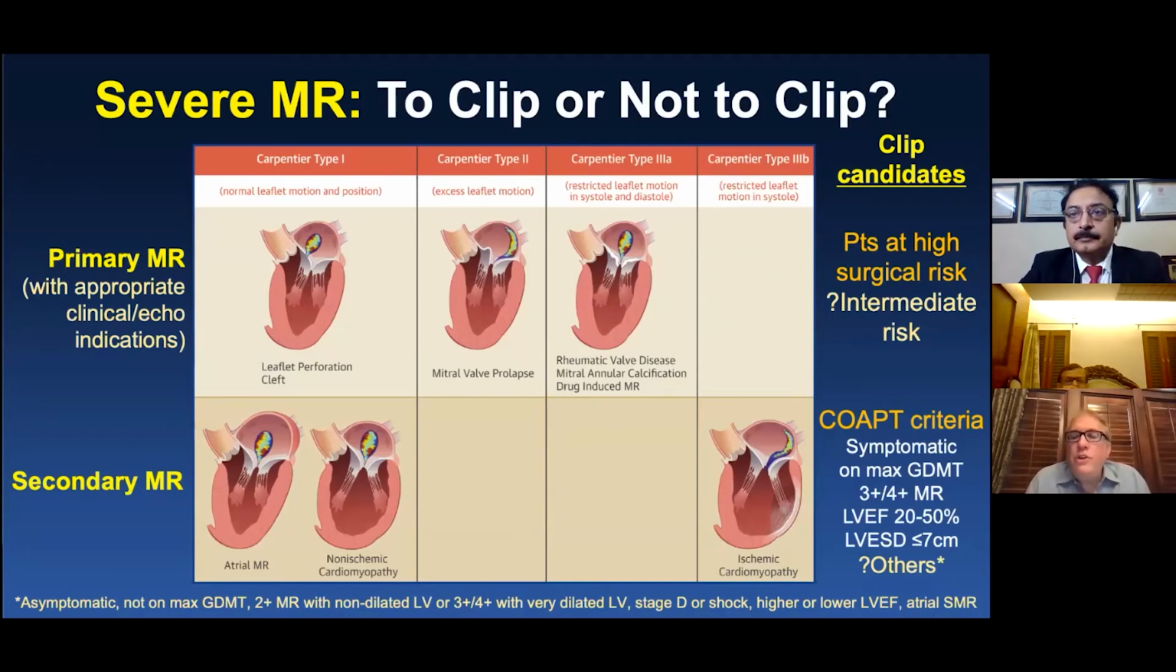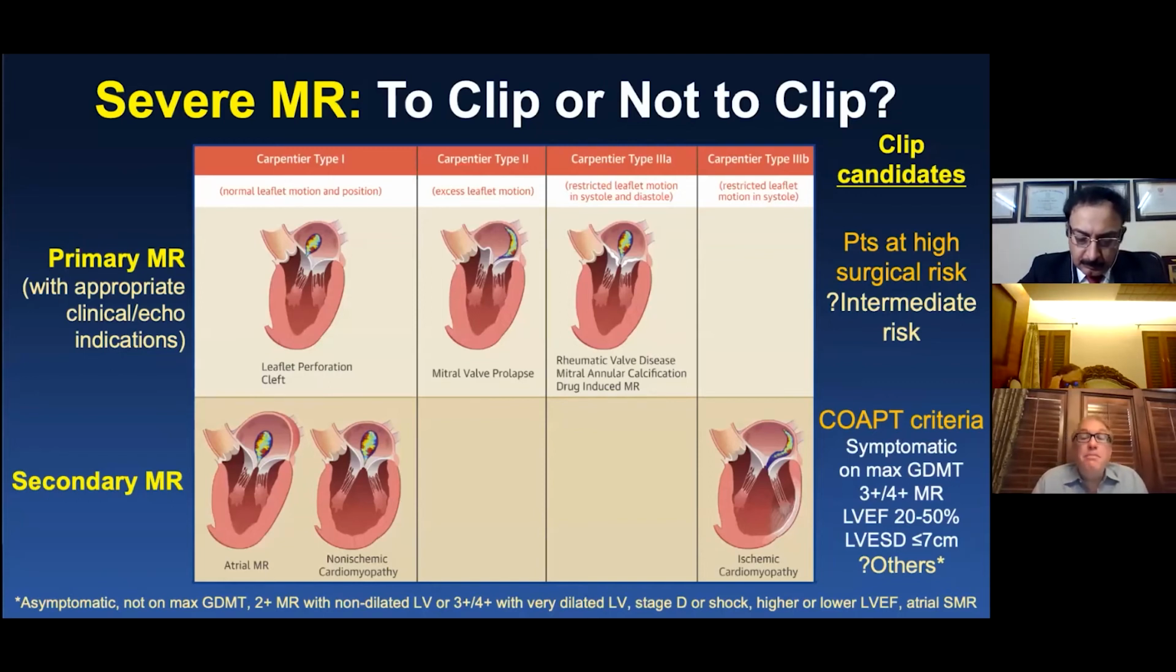But the question really remains, well, what about other patients with functional MR? What about those who are asymptomatic, not on maximally tolerated guideline-directed medical therapy? What about those with 2+ mitral regurgitation with a non-dilated left ventricle, or 3+ or 4+ MR with a very dilated LV? What about the stage D or shock patients, higher or lower left ventricular ejection fractions, or atrial secondary mitral regurgitation? Those patients have not yet been studied, at least not in randomized controlled trials.